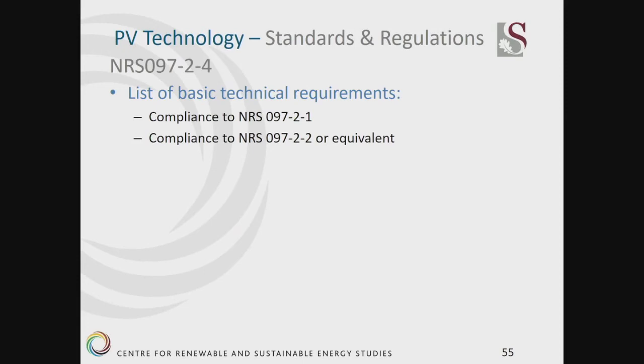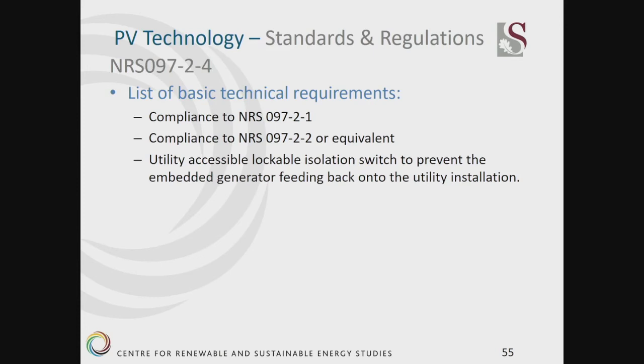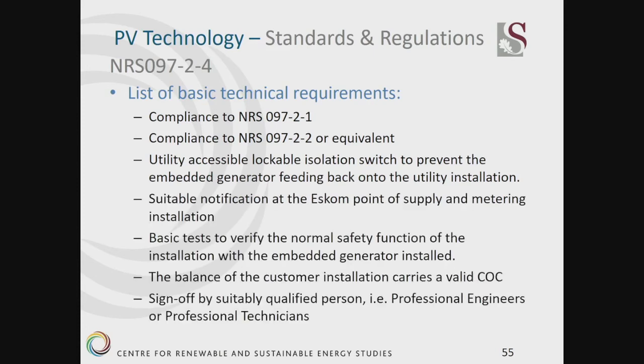Standard 097-2-4 will basically list the technical requirements, and you need to comply with all of those. And it will also list other requirements such as suitable notification at the ESCOM point of supply and metering installation. So this is for anyone coming to your installation, doing routine maintenance or other work, to be able to see that there is a PV installation.